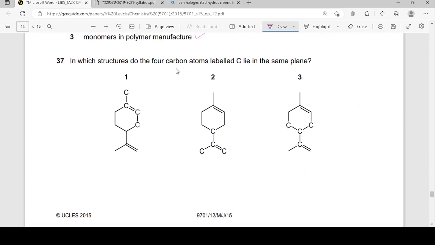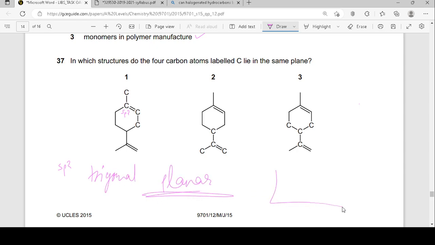In which structures do the four carbon atoms labeled C lie in the same plane? Okay, so this one is sp2. So sp2 gives you trigonal planar, right? Trigonal planar obviously implies they lie in the same plane, like horizontal, vertical, whatever you want to think of it as plane. Okay, but anyways, planar implies one plane. Whereas sp3 is tetrahedral, that implies a 109.5 degree bond angle.